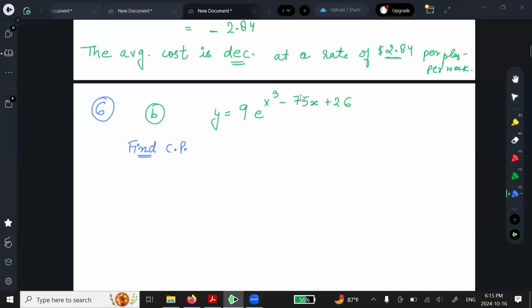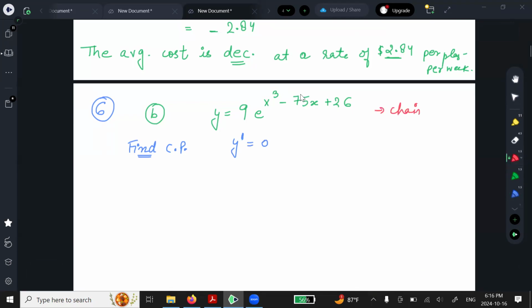What is the first step we do? Find the derivative, make it 0. Never forget the first step, okay? Memorize it. You find the derivative, make it 0. But this is not just x here. I need the chain rule for exponential.